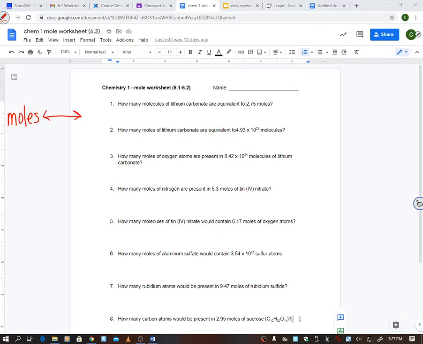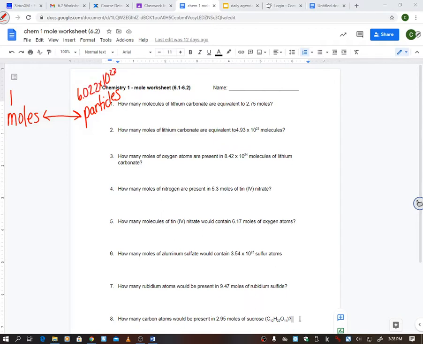to, I'm going to write particles. Particles means like it could be atoms, it could be molecules, it could be ions. We've not seen that yet, but I have seen that before. But basically, 1 mole is 6.022 times 10 to the 23rd.